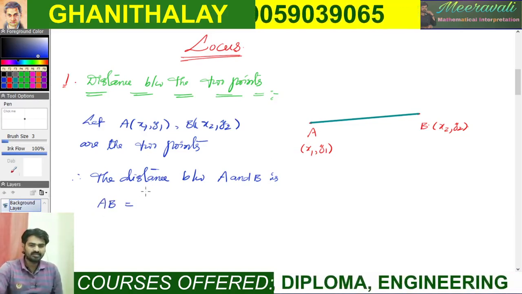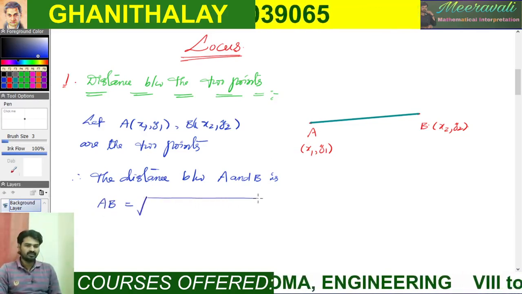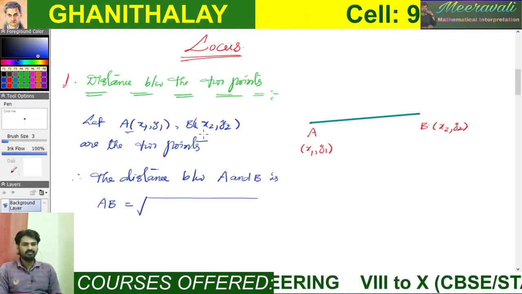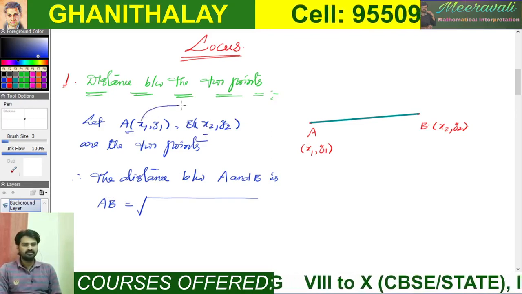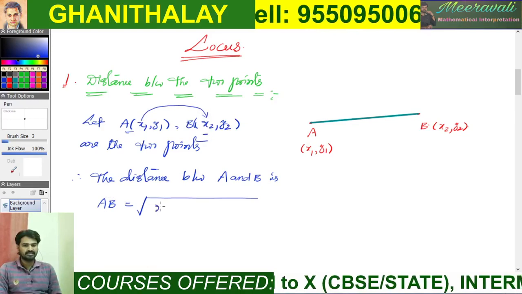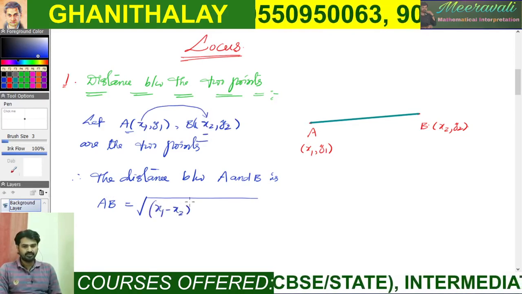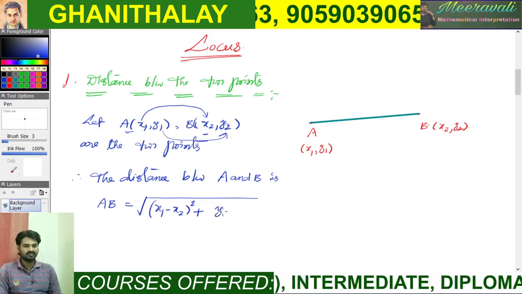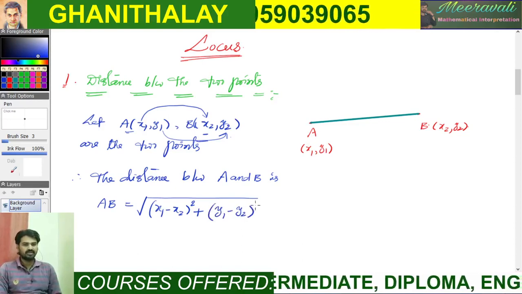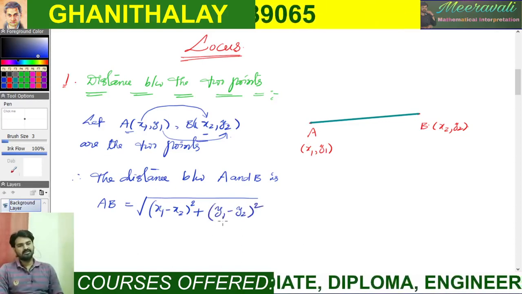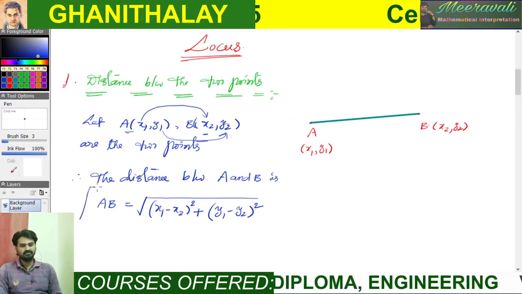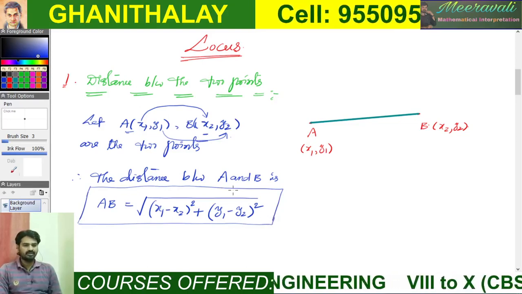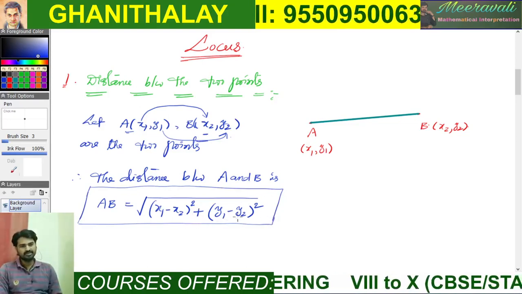Now the formula is, first you have to take the square root of. The points used here are the A point and B point. In this, first subtract the x coordinates, that is x1 minus x2 whole square, plus after that the y coordinate subtraction, that is y1 minus y2 whole square. This is the formula for the distance between the 2 points. You have to remember this formula carefully: the distance between the 2 points is the square root of (x1 minus x2) whole square plus (y1 minus y2) whole square.